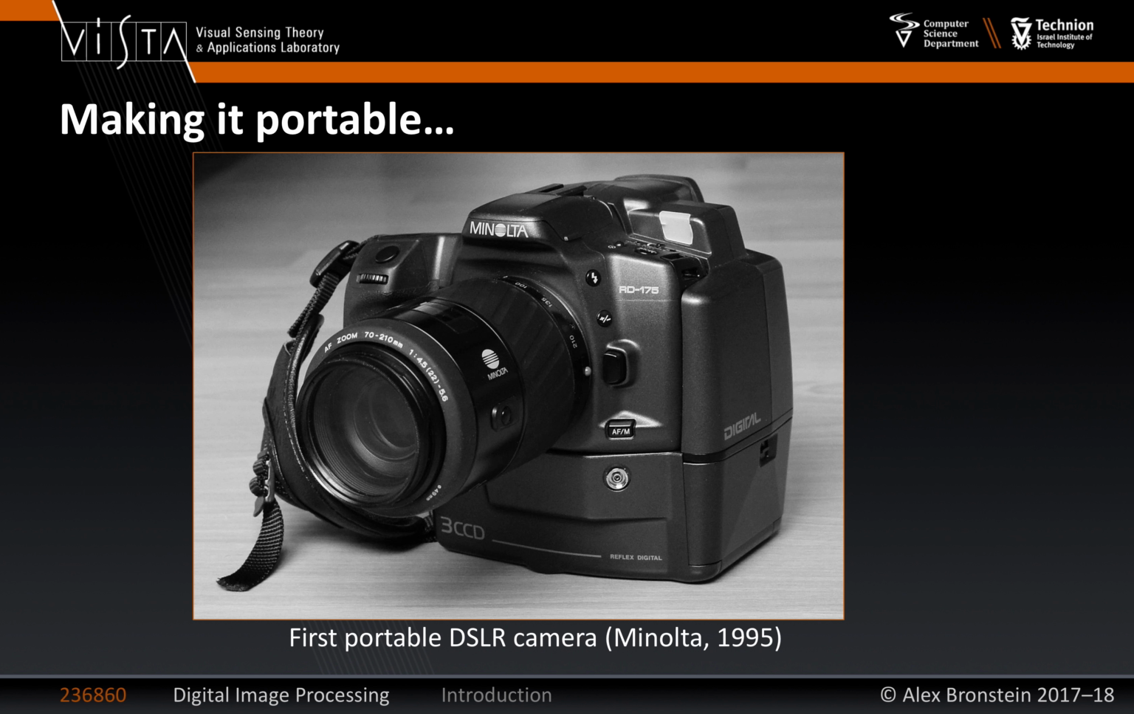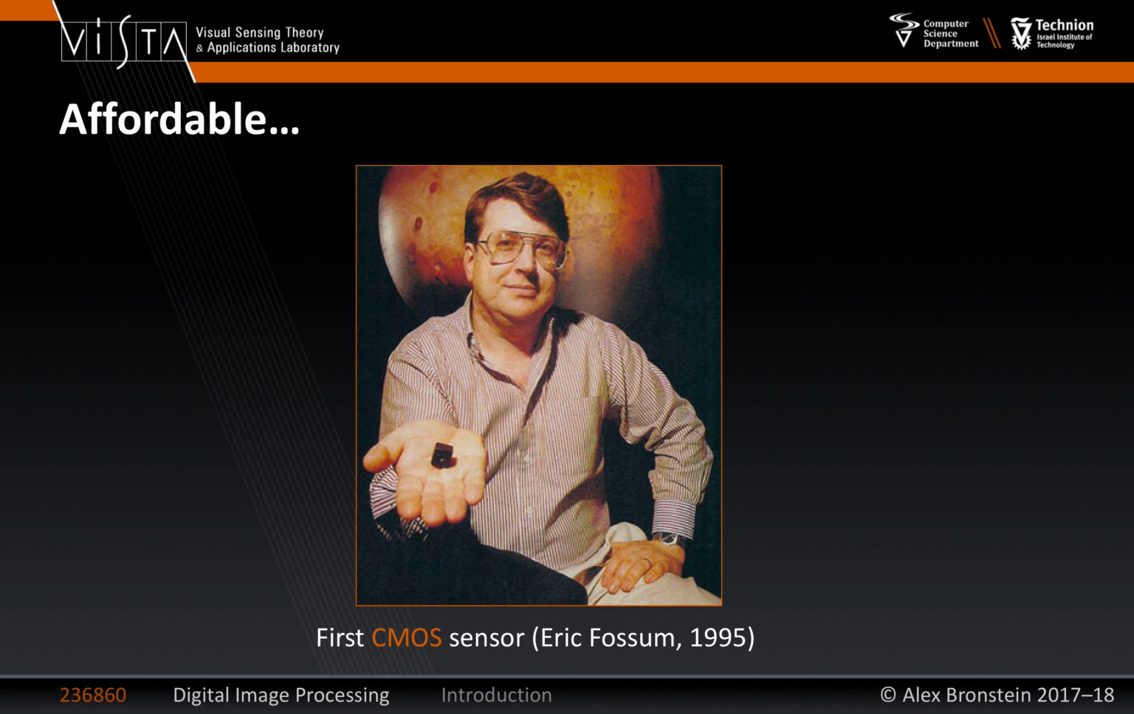Now, the next step was making this device portable. Okay, so this is the first DSLR camera with a digital sensor, sold around 95, built by Konica Minolta. The next step was making it affordable. CCD is an incredibly expensive device. The yield of these chips is incredibly low.